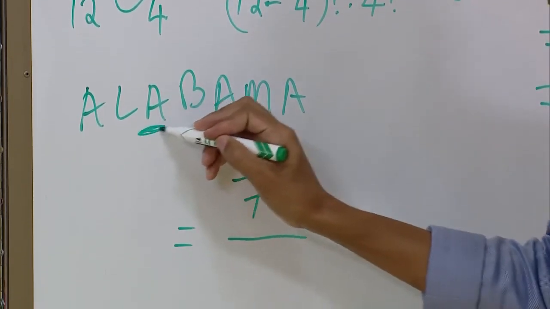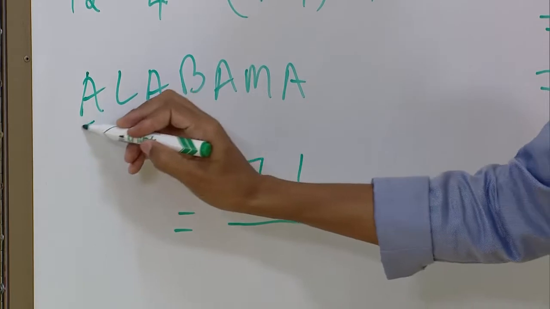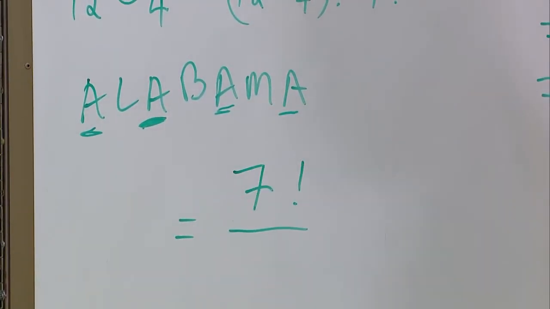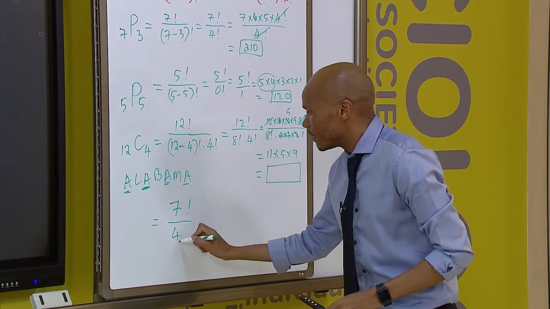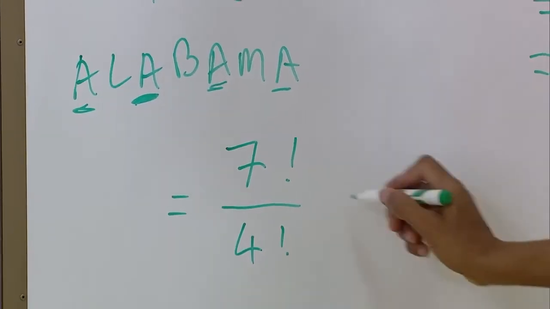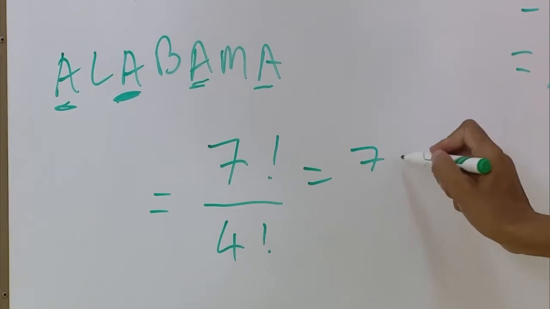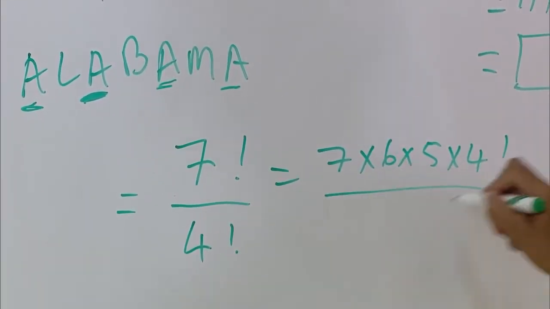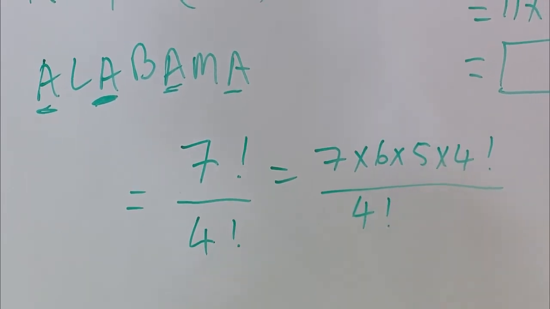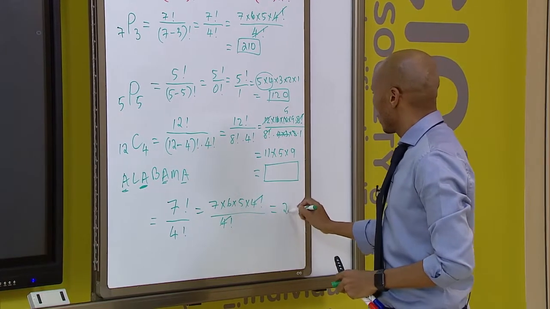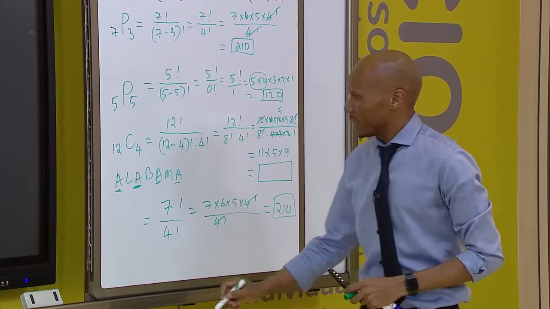But how many letters are repeating there? Alabama. How many letters are repeating? You've got 4 letters that are repeating, right? So you have to eliminate them. So you are going to say divided by 4 factorial. Okay? So 7 times 6 times 5 times 4 factorial over 4 factorial. You cancel out, and then you'll have 30 by 7, which is 210 there.